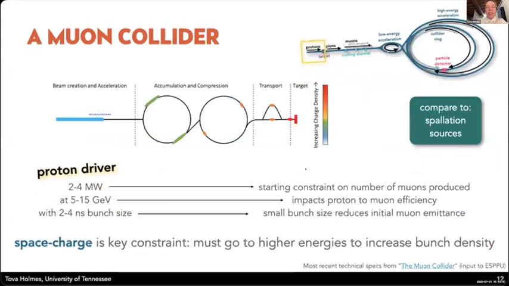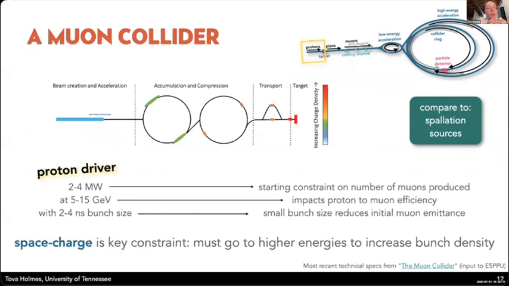Okay, so focusing in on the different steps here, I want to talk a little bit about what's interesting, challenging, and things we're working on for each of them. So for the proton driver, what we want is a high power proton driver, 2 to 4 megawatts, and this gives us our starting constraint on the number of muons we can produce. We'd like to have them at 5 to 15 GeV, and this is basically a range that's optimized in order to create as many muons as you can from the protons.